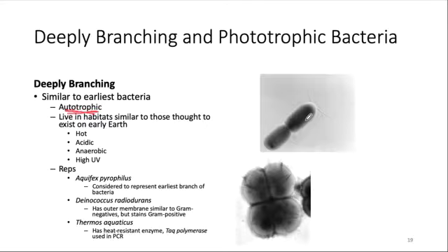Then you have Thermus aquaticus. Thermus aquaticus is a very heat-resistant bacteria that has been isolated from environments that are over 100 degrees Celsius. And it's very important for us today, because their DNA polymerase, known as Taq polymerase, is what is used in PCR because it's very heat stable.